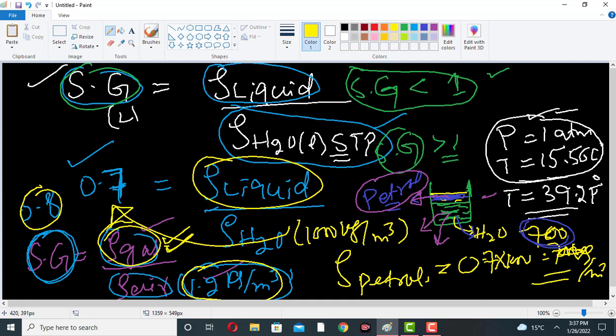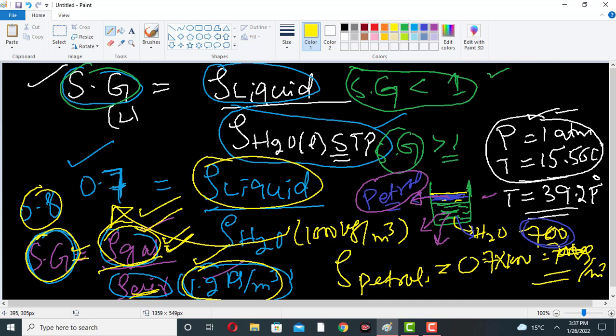So the specific gravity of gas is equal to the density of gas divided by the density of air at STP. The STP condition for air will be a pressure of 1 atm or 1 bar and a temperature of 20 degrees centigrade. You can use 15, 20 or 25 degrees centigrade, so there are no strict rules on that. This is the specific gravity for gases.